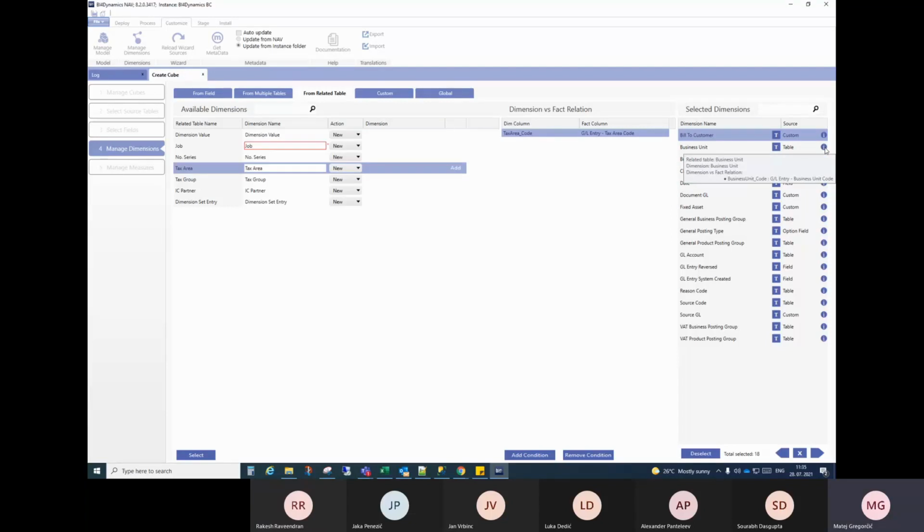Business unit code is connected to business unit code. Okay, this is just for your information. And this is the same text that you will see here before you select the dimension. Okay, never mind. Select the dimension. These are the ones that will be attached to the project. Everything here is work in progress on the left side.